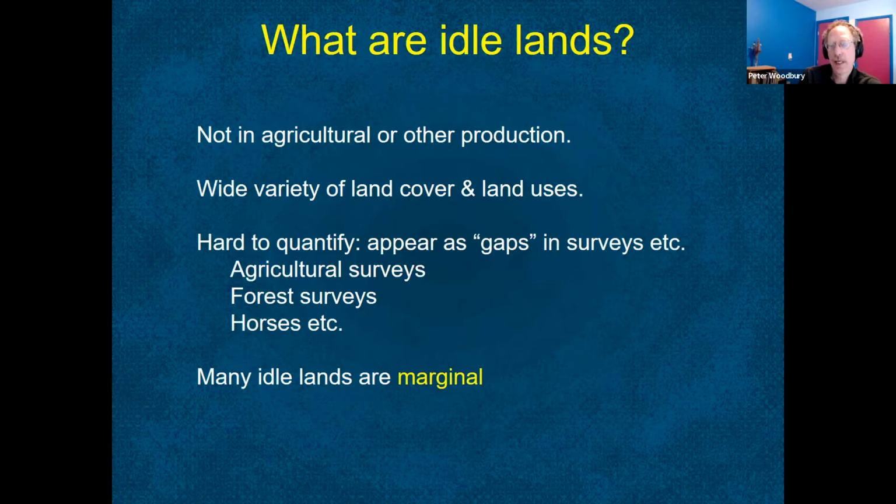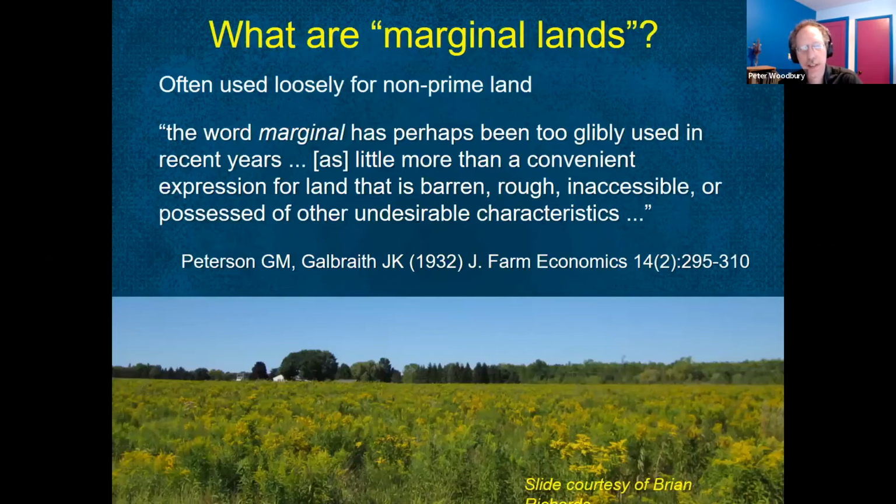And many of these idle lands are marginal. So that's the next little bit of jargon to talk about. Here's a quote from almost 100 years ago, that the word marginal has been used too glibly as a convenient way to say land that is barren, rough, or has other undesirable characteristics. So often when we talk about marginal land, people think about the physical aspects of that land, whether it's low productivity soils or slopes.